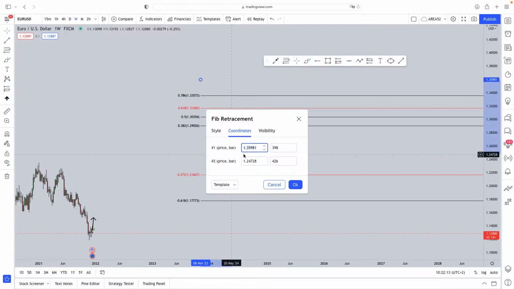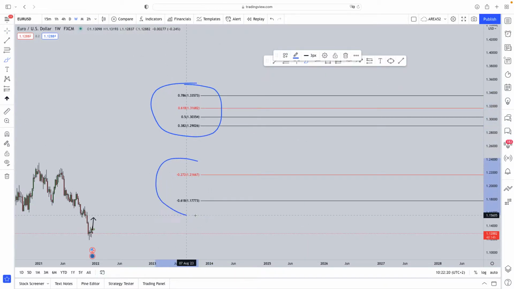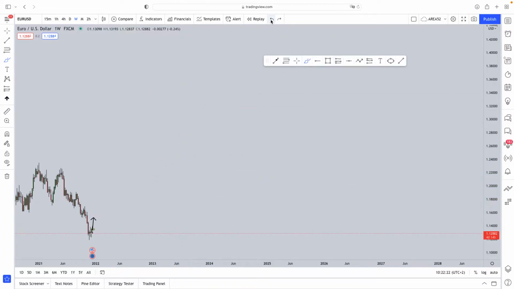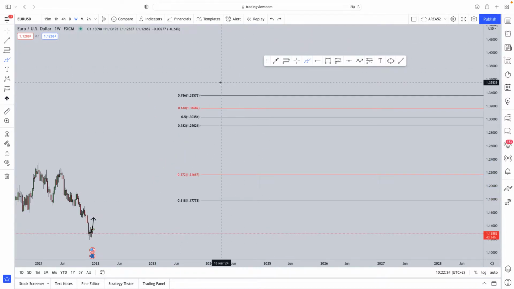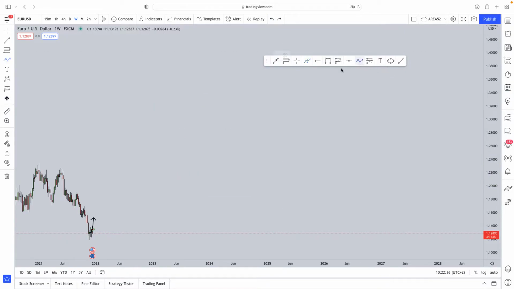Now this is what a Fibonacci retracement tool looks like. Now these numbers that you see over here, these are the retracement numbers, and these are the extension numbers. In general, these numbers are used to determine where the market is going to pull back to before it continues, and these numbers tell you where the market is going to hit before it starts the next retracement.